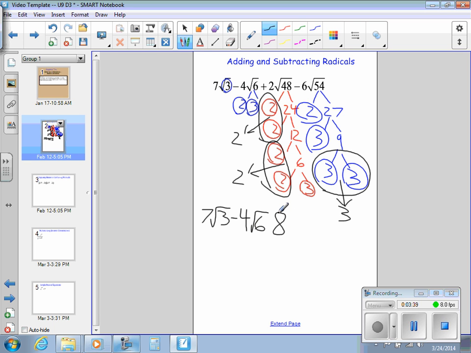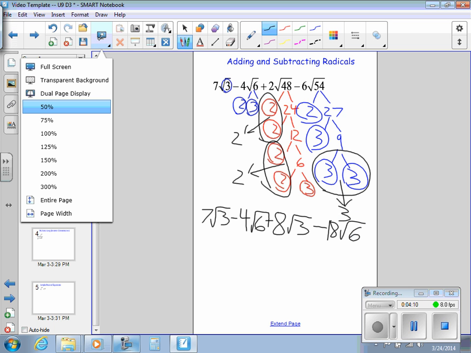Sorry, I better put in the plus. Let's see if I can get that to work. Plus 8 times, and then we have the square root of this 3 left in there. And then minus, okay. I've got a set of 3's here, so its square root is 3. 3 times 6 gives me 18. Minus 18 times the square root of, well, we've got a 6 left in there. 2 times 3 is 6. There's the square root of 6.